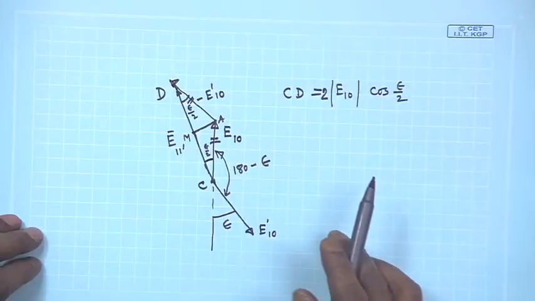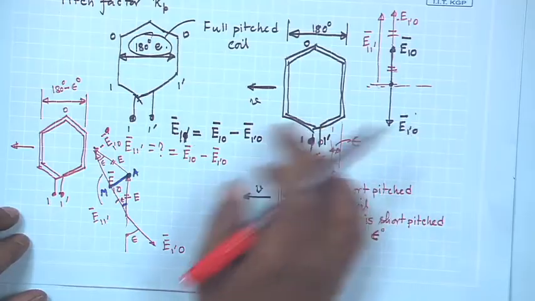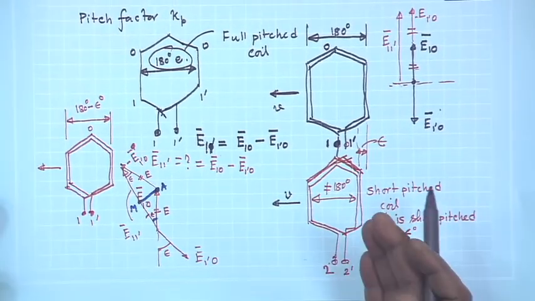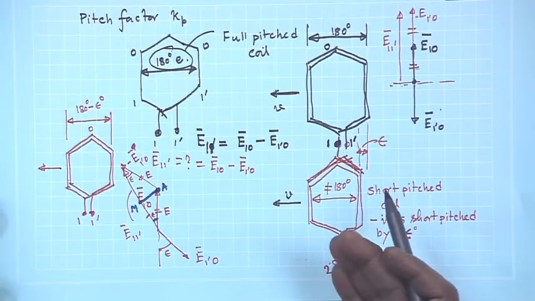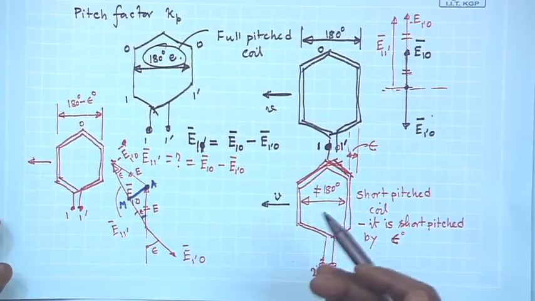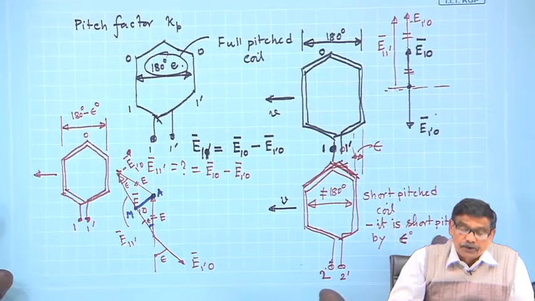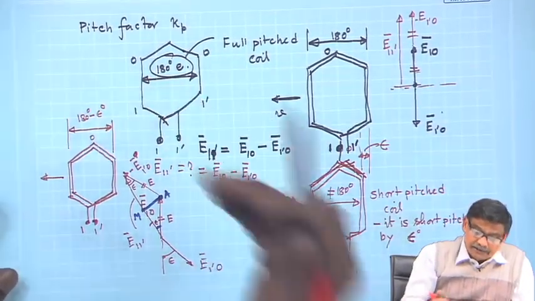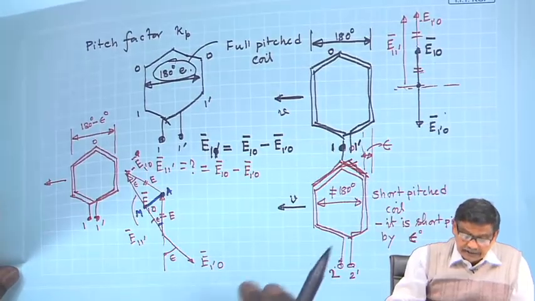We were discussing the pitch factor. Pitch factor means that the coil span is slightly short of 180 degrees. Why pitch factor, why short coils? Because we are telling from the very beginning to try to make a full pitched coil, 180 degrees. But why that short pitched coil is necessary, I will discuss right now.